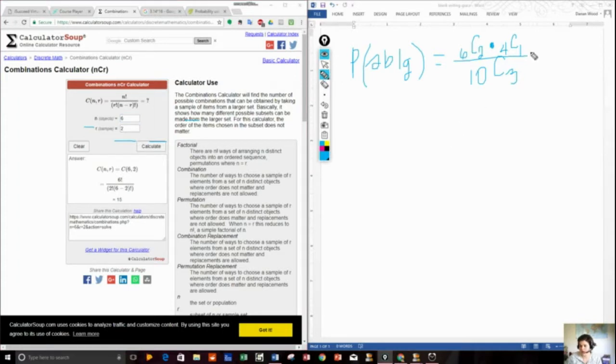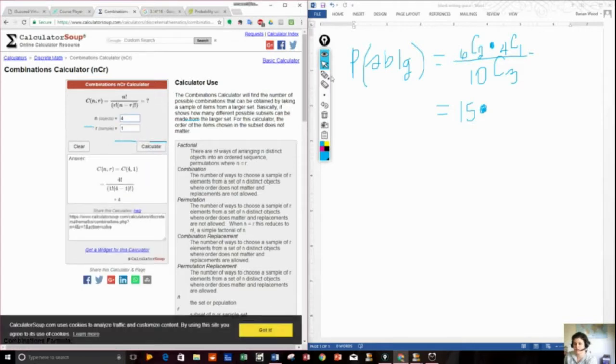That's going to equal 15 times, well, what is 4 choose 1? That's 4. So 15 times 4 divided by, what is 10 choose 3? 10 choose 3. Calculate that. That's 120.